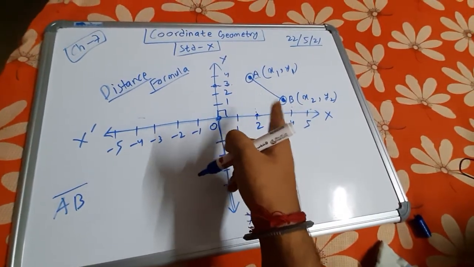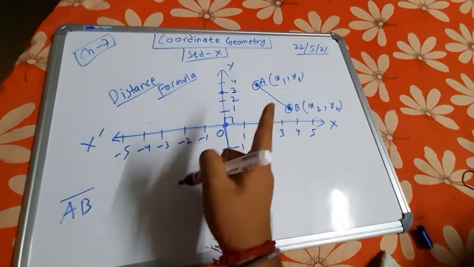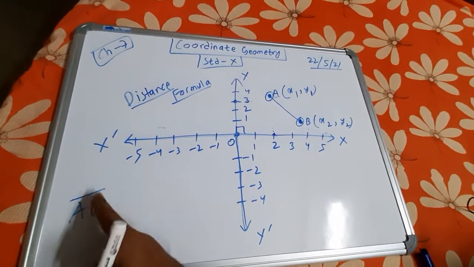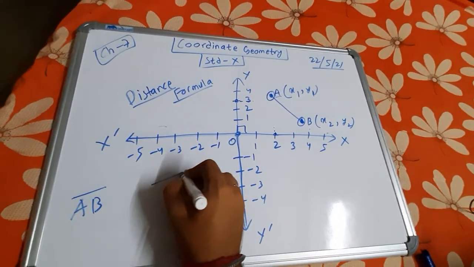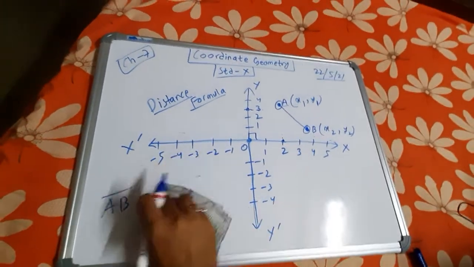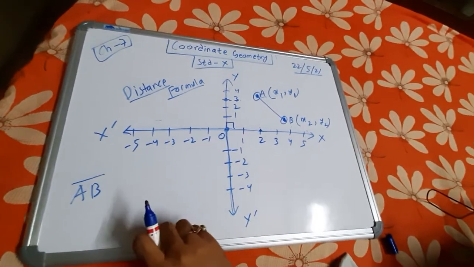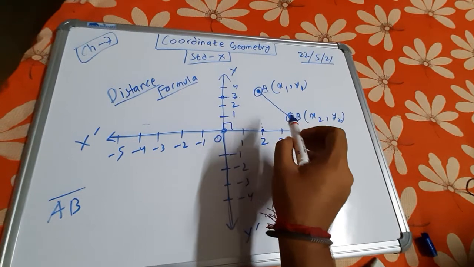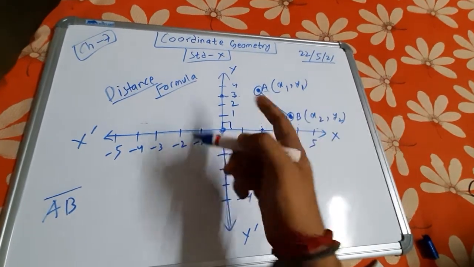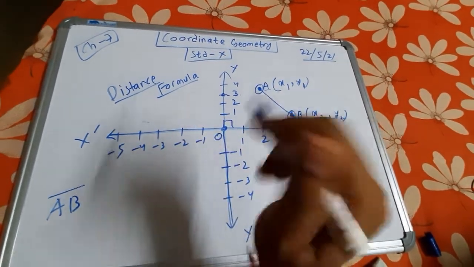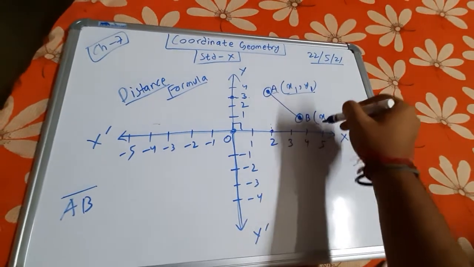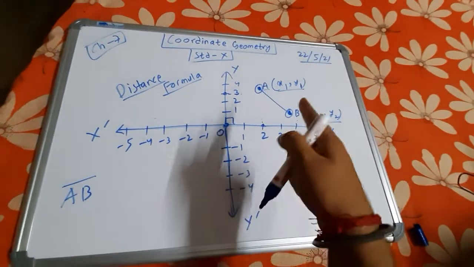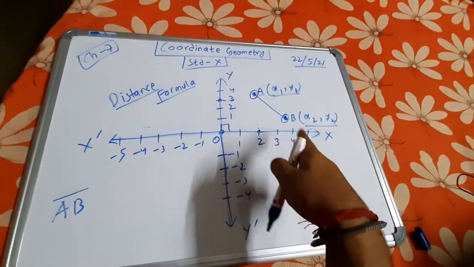This line is actually a line segment, that's why we have written AB and given this line-like shape on top of it. That means AB is a line segment. What we will be studying is the length of AB, the length of the straight line joining A to B, or the distance between A and B, using the general coordinates of these points, x1 comma y1 and x2 comma y2.